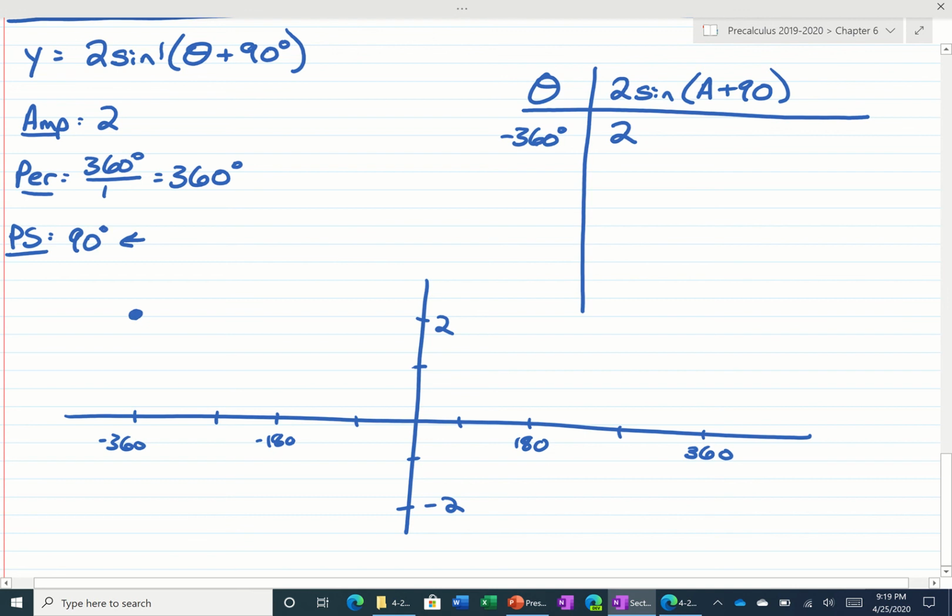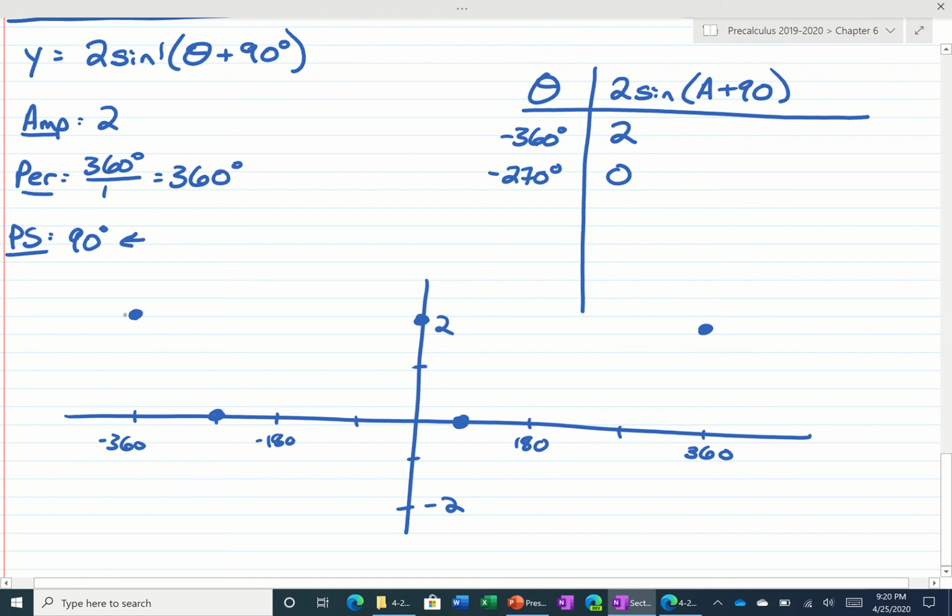Now the period's 360, which means 360 degrees later, it's going to be 2. 360 degrees after that, it's going to be 2. What about at -270? I'm going to store -270, and my calculator is telling me it's 0. So 360 degrees later, it'll be 0. So negative 270 plus 360 is 90 degrees.